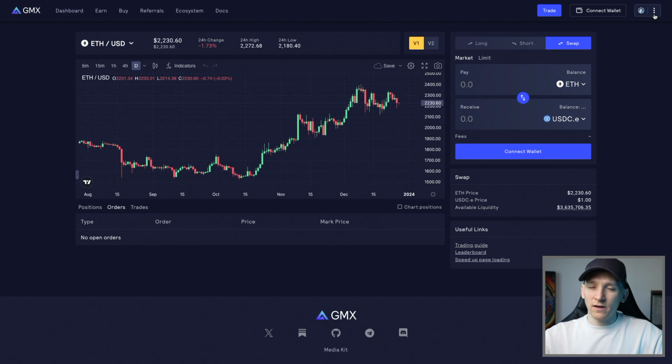Well, GMX really is an Arbitrum chain DEX, and I think about 90% of the volume is on Arbitrum, but you can use Avalanche if you want as well, if the fees are a little bit cheaper. Arbitrum is a direct layer 2 though on Ethereum, which is why most people use it. Now from here, we just need to connect a wallet. So I'm going to click Connect Wallet.